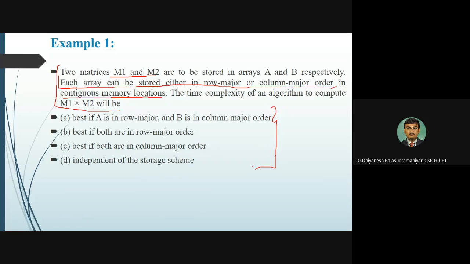Best if A is row major and B is column major order. They said either in row or column, so the first is not correct. Best if both are row major order? That is not correct. Best if both are column major order? That is not correct. So it is independent of the storage scheme. That is your answer: independent of the storage scheme.